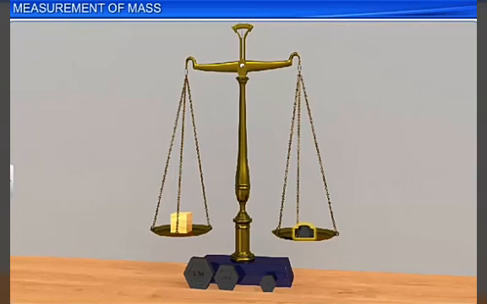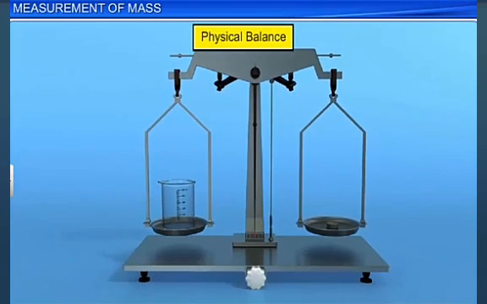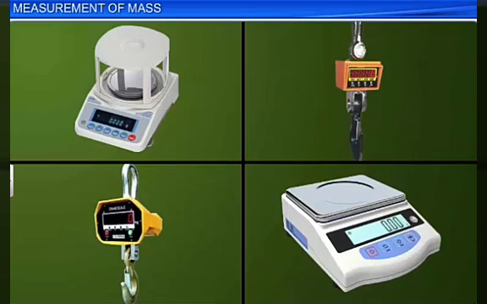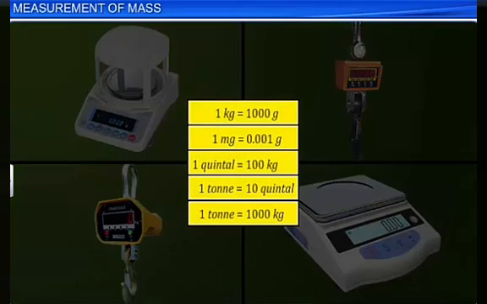However, for an accurate measure of mass in a laboratory, a common balance is not useful. In such cases, a physical balance is used, which can measure mass up to 1 milligram accurately. Nowadays, electronic balances are used to measure mass. These display readings up to 1 milligram accurately. There are different units to measure the mass of different objects. The table here gives the relation between different units of mass.